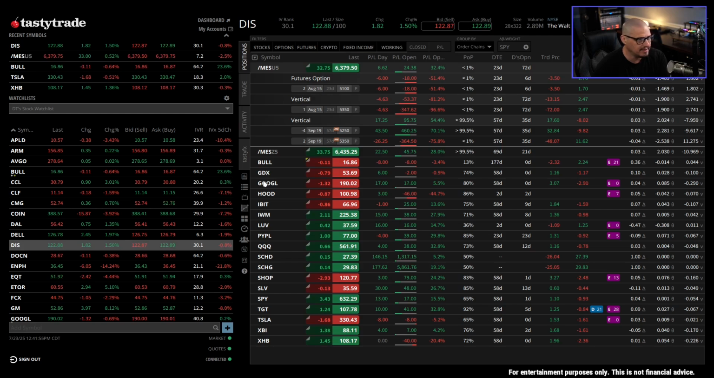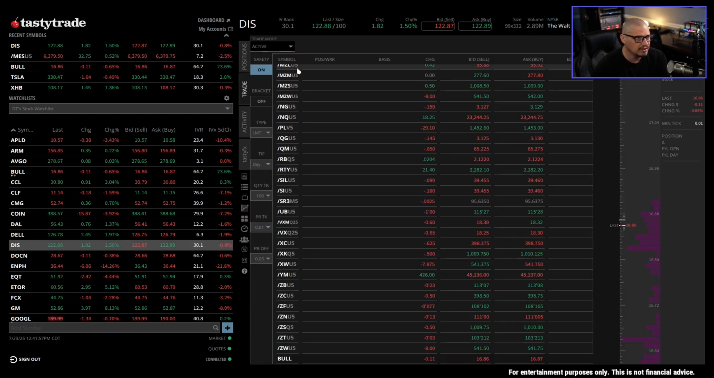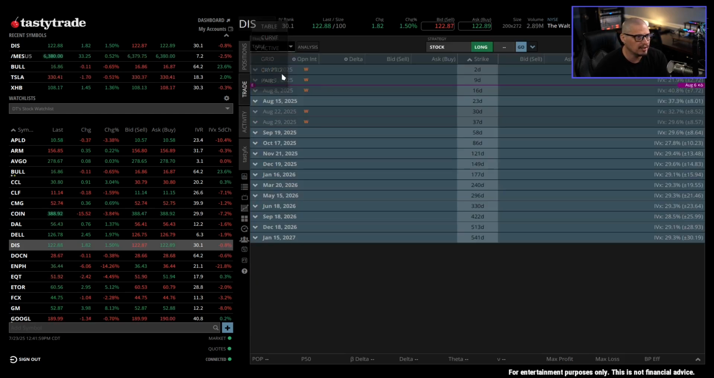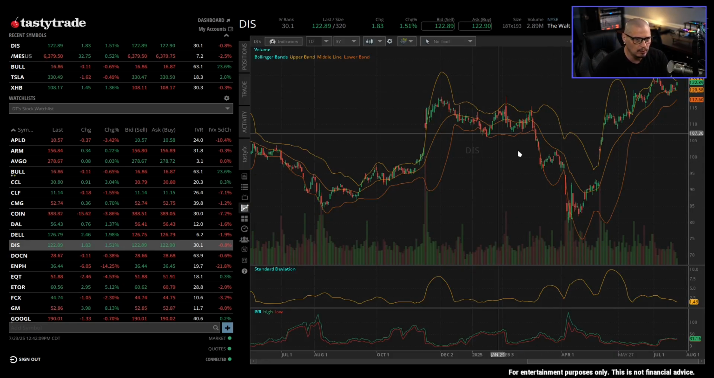Let's start with DIS, which is Disney. So Disney right now, let me move to the options table here, has an IV rank of 30. An IV rank of 30 is my minimum as far as high IVR. So it's got high IVR. I don't really have a directional assumption in Disney right now. It's at the higher end of its range. So let's imagine I want to be bearish in it.